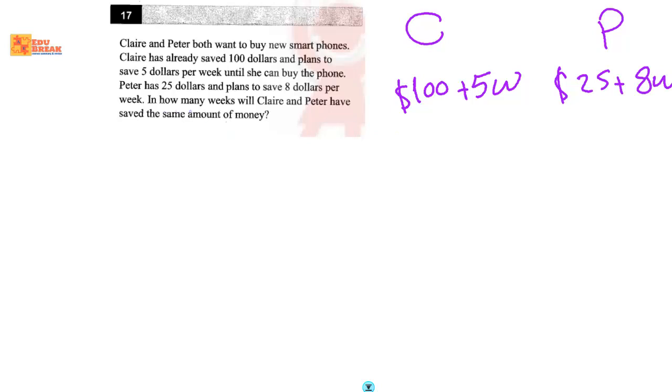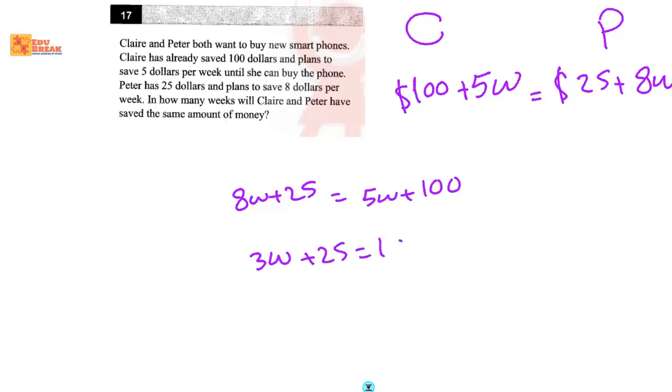In how many weeks will Calera and Peter have saved the same amounts of money? It means we will set them equal and find the value of W for both. So we have 8W plus 25 equals 5W plus 100. Subtract 5W from both sides. It means we have 3W plus 25 equals 100. Subtract 25, so we have 3W equals 75. Divide by 3, so W equals 25.